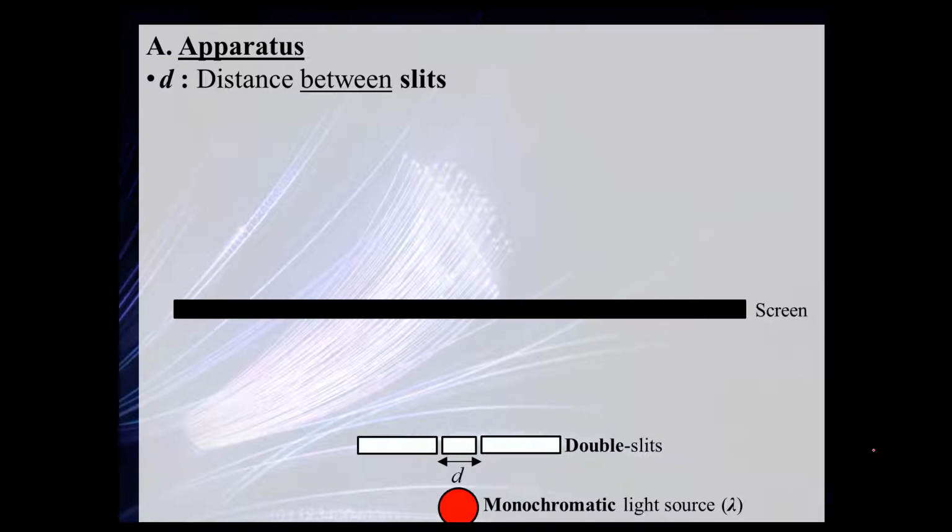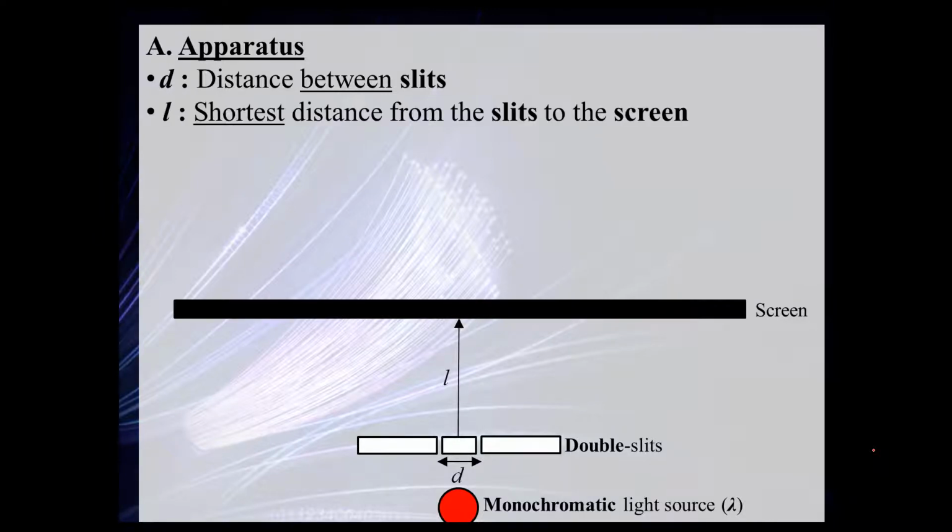Somewhere across the room, maybe a couple meters away, we have a screen. And now we're going to define the variable L. L represents the shortest distance from the slits to the screen, or from the wall that has the slits to where the screen is going to be located. That is my variable L.